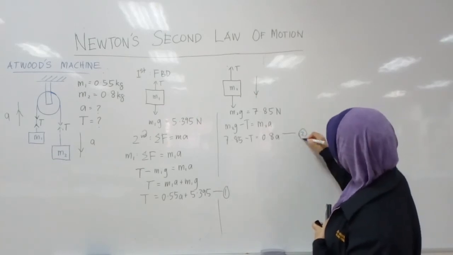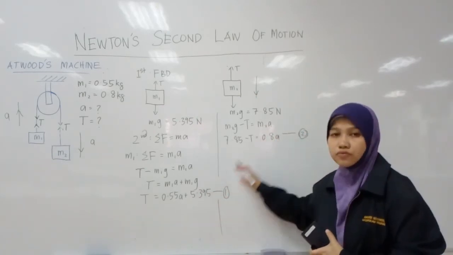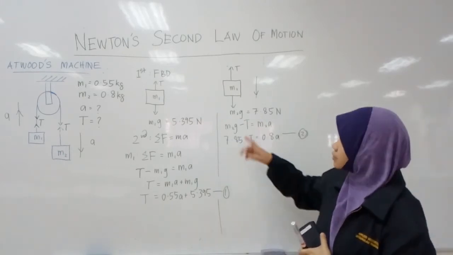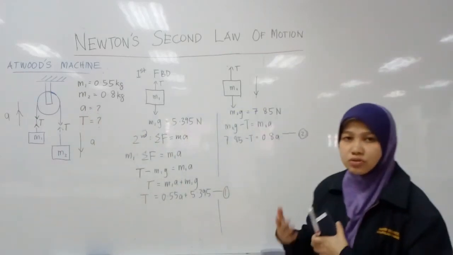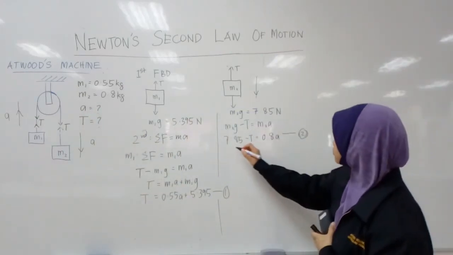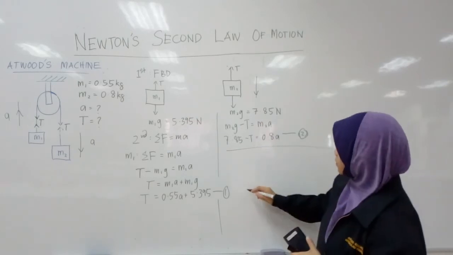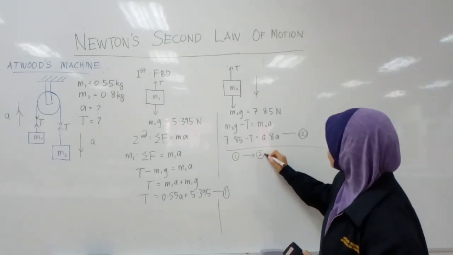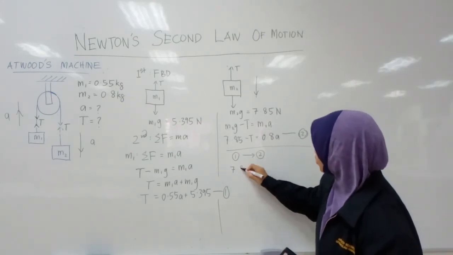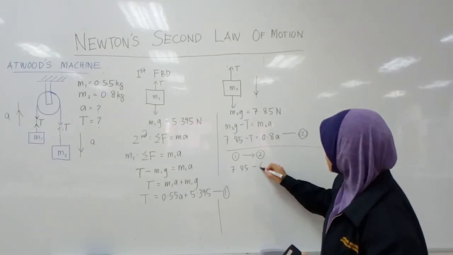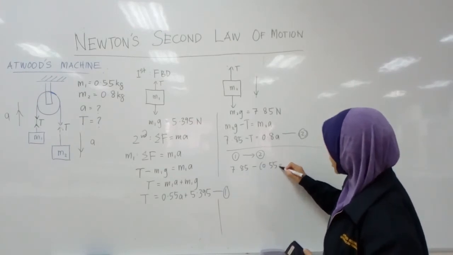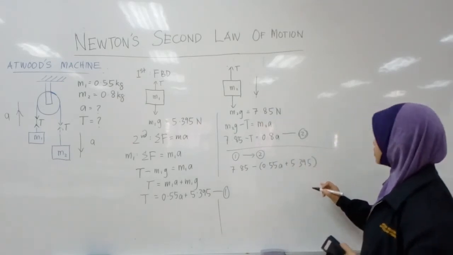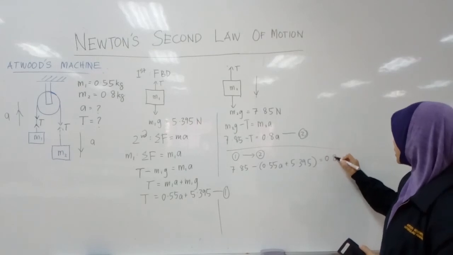So now we will solve the simultaneous equations for both. By doing this, you can get the acceleration and tension. Let us do it one by one. I substitute the value of T into equation 2. So it becomes 7.85 minus (0.55 A plus 5.395) is equal to 0.8 A.